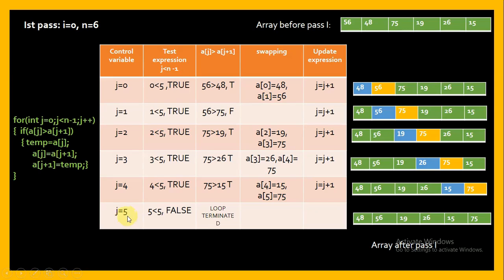After the incrementation, j will become 5, and you can see 5 is not less than 5. So loop termination will take place. After the terminated loop, this is the array after pass 1, and you can see at the end of pass 1, the biggest element of this array is 75, and it has bubbled up to the end of the array. So in the second pass, the second biggest element will come here. In the third pass, the third biggest element will come here, and so on. So this is how bubble sort actually works.